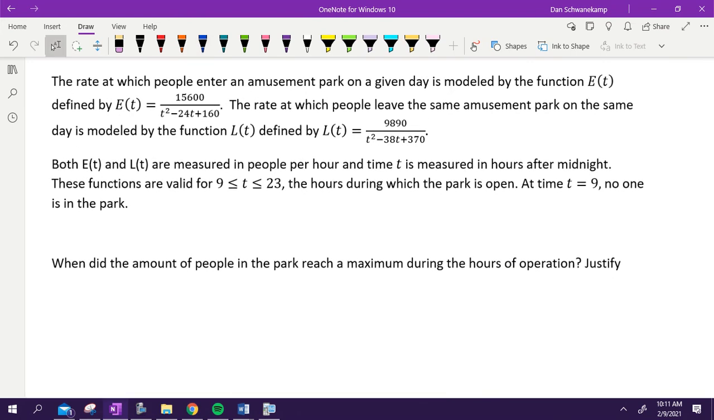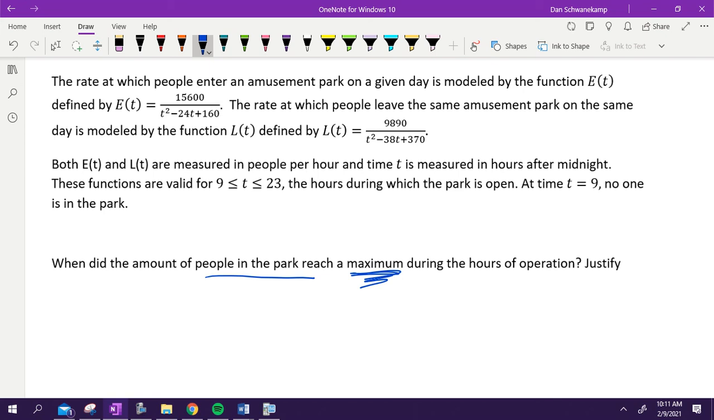Everything's the same. The question then is, when did the amount of people in the park reach a maximum during the hours of operation? When was there maximum amount of people in the park? Talk with your neighbor. All I want to see is setup. You don't actually have to do the problem. Show me everything that you would do here to work from there.